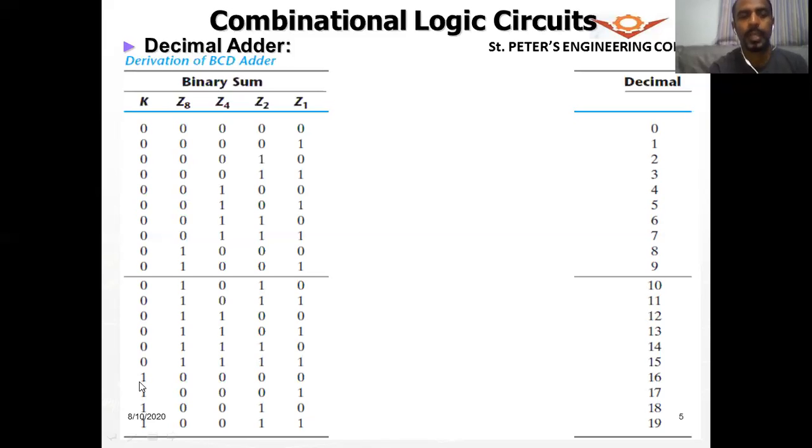So therefore 10000 is the binary equivalent of decimal 16. All right. So we have another bit extra. So therefore for 16, 17, 18, for all of 16 onwards, the K bit will be high. Up to 15, the K bit will not be high, right? So therefore this is binary, and this is the decimal.